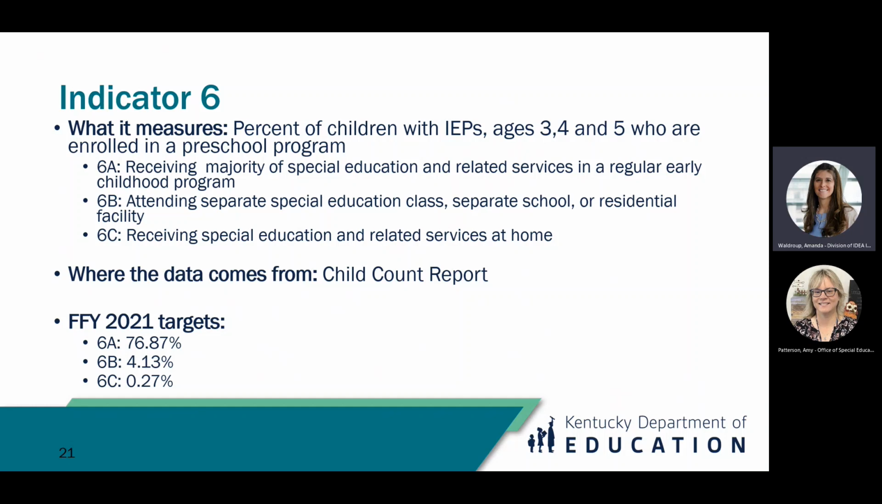6A is those receiving the majority of special education and related services in a regular early childhood program, so in the classroom. 6B is attending a separate special education class, separate school, or residential facility. And 6C is those students receiving special education and related services at home. This data is also entered into the LRE section of the IEP in Infinite Campus, and we pull the data through the child count report. And you can see our FFY 2021 targets on the slide displayed.